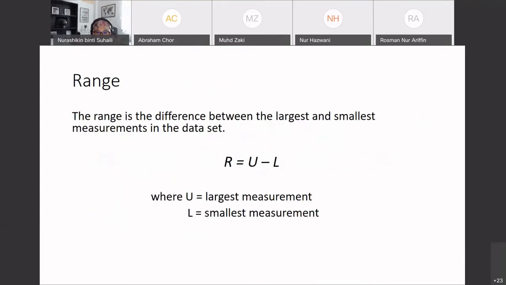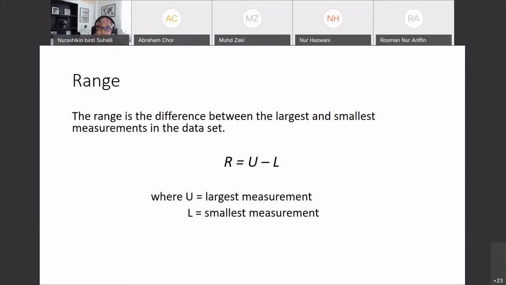Range is the easiest one, but it doesn't actually give so much idea about the data. Let's say just now we measured the bacterial count and it ranged from 21, the lowest count, and the maximum number is 24. So the range is from 21 to 24. You find the difference: 24 minus 21 is 3. So the range is 3.